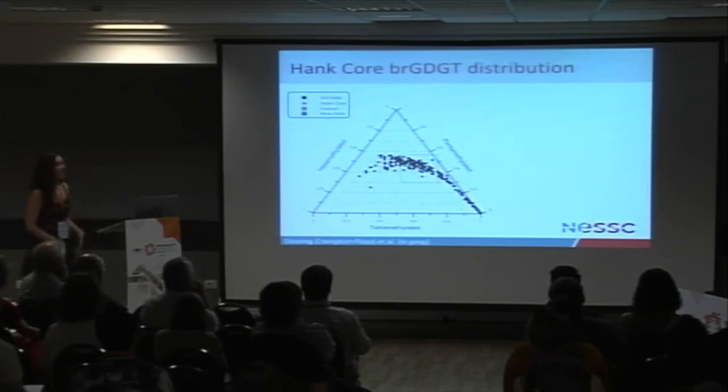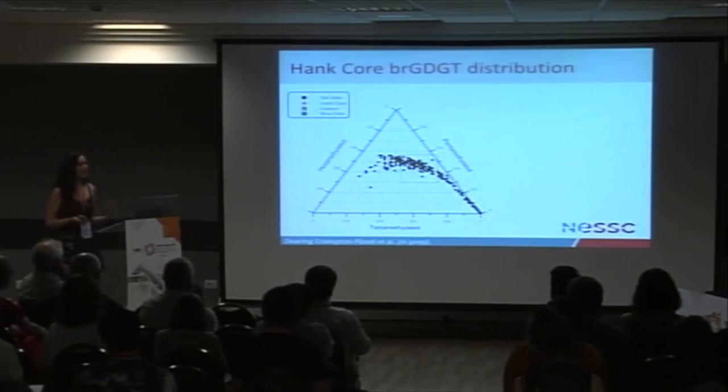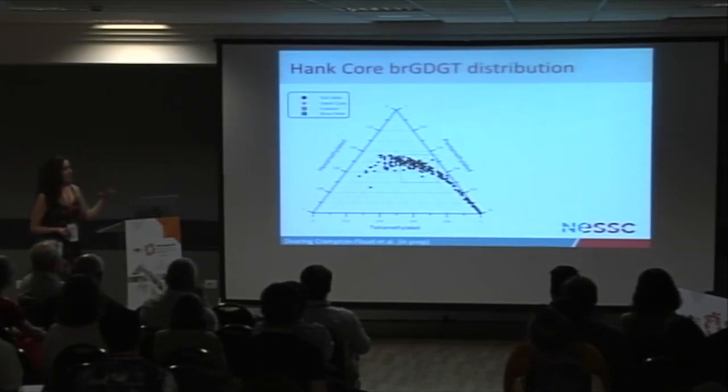If we look further into detail at the branched GDGT distribution of the Pliocene sediments that we have, we can compare them to the modern soil branched GDGT distribution. With this figure, don't pay too much attention to the axes. It's just a ternary plot that we plot to see a nice shape.